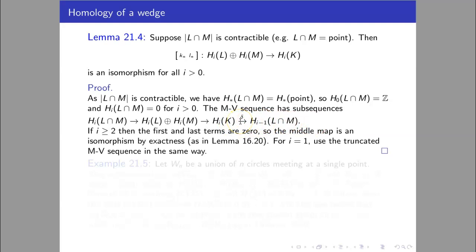So it means that we've got the sequence here: H1 of L intersect M, H1 L plus H1 M, H1 K, and then the zero group. Exactly as in the previous case, because H1 of L intersect M is still going to be zero because of this condition here, you've just got a zero and a zero on both ends of the sequence. So the middle map has to be an isomorphism.